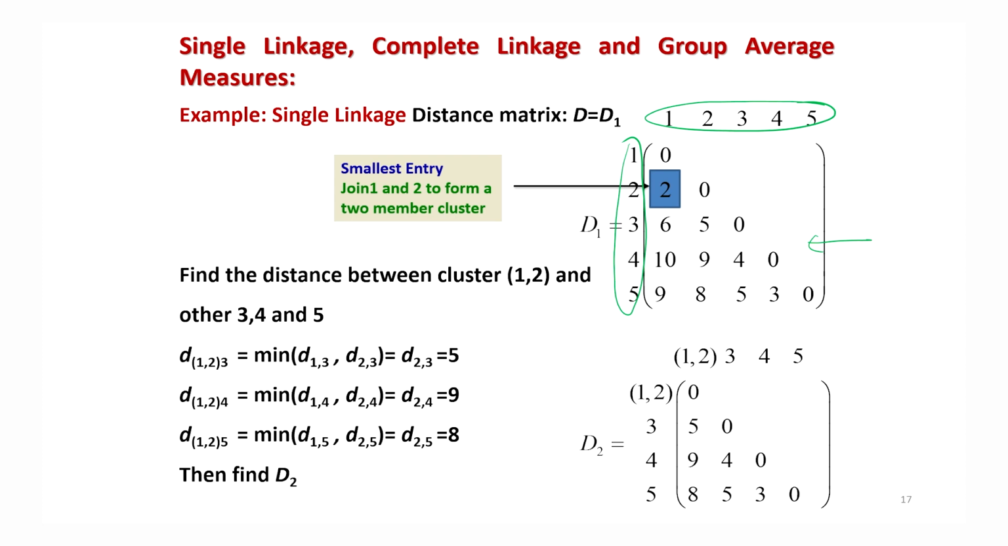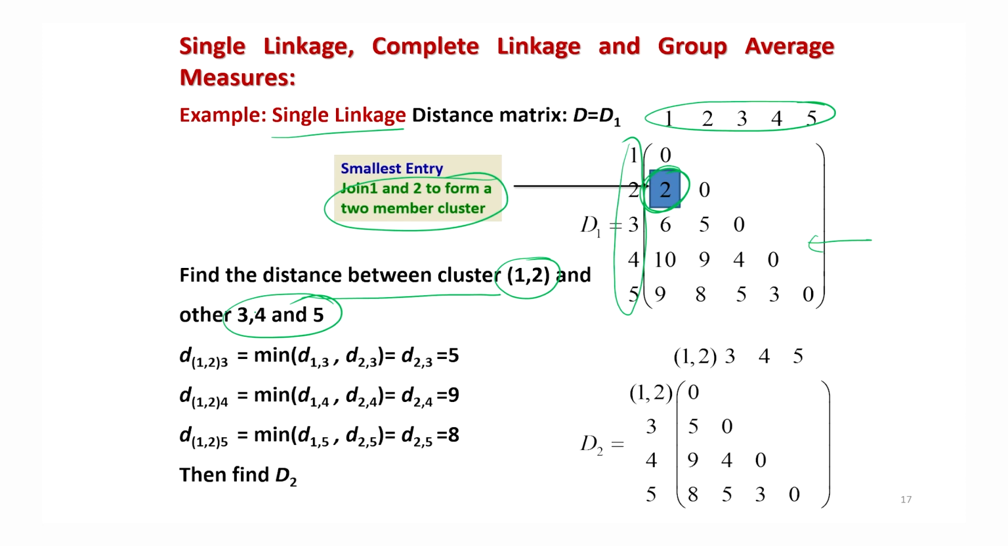So now what we try to do here in the single linkage is find out the distance between the two closest members. First of all, we see what is the smallest entry in this matrix. You can see here, this entry is 2. So we join observation number 1 and 2, and this forms a 2-member cluster. And then we try to find out the distance between this cluster, made of observations 1 and 2, and the remaining observations 3, 4, 5.